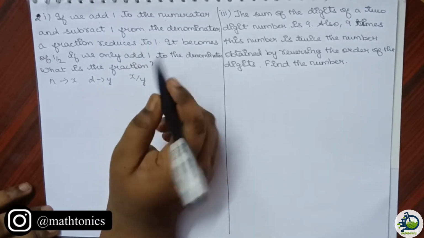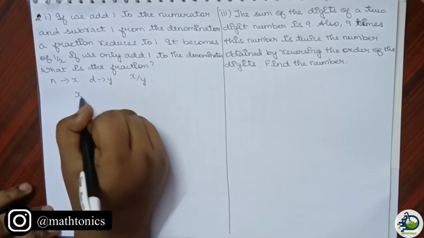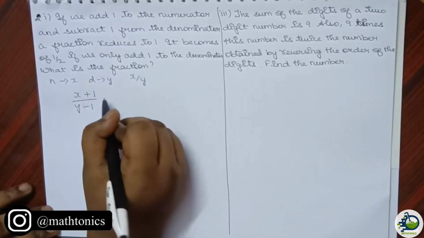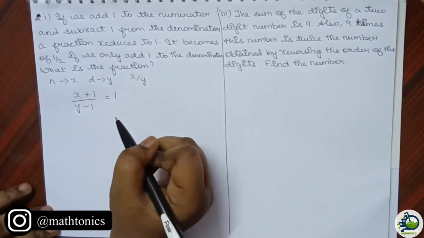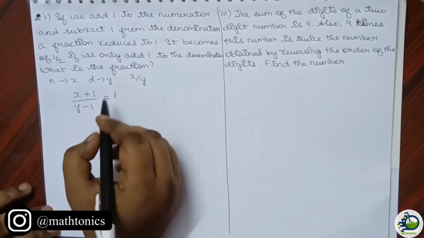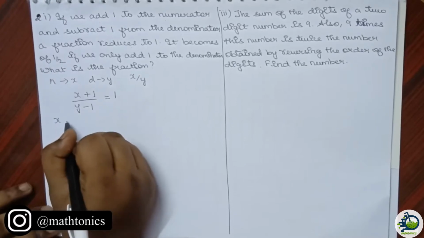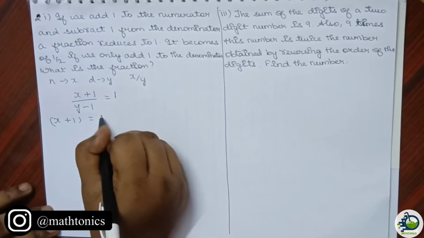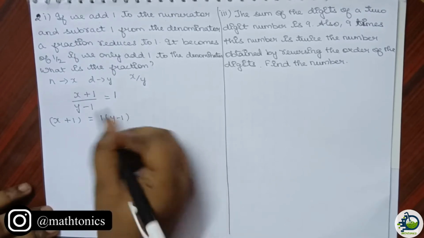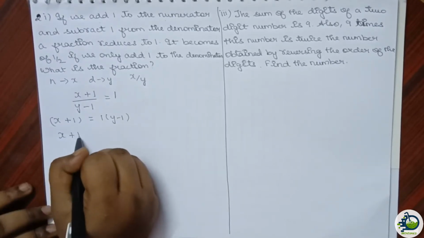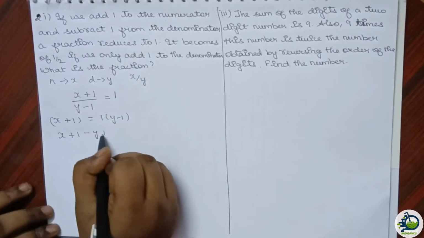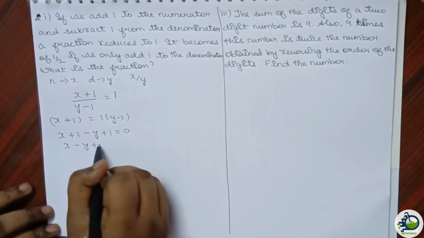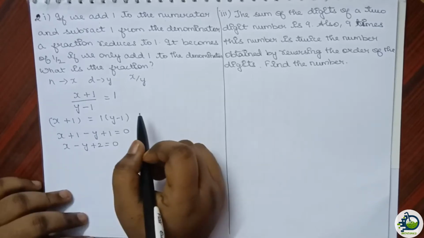So here a clue is given: if I add 1 to the numerator and subtract 1 from the denominator, the fraction reduces to 1. So if we solve this, we have to cross multiply it. When I cross multiply, I am getting x plus 1 is equal to 1 into y minus 1. When I bring everything to one side, I will be getting x plus 1 minus y plus 1 equal to 0. So x minus y plus 2 equal to 0.